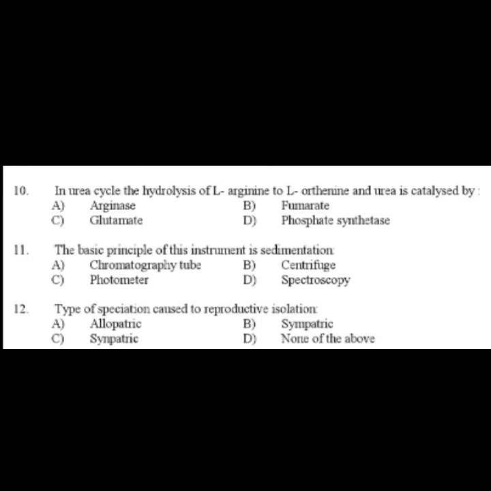Question number 10. In urea cycle, the hydrolysis of L-arginine to L-ornithine and urea is catalyzed by option A arginase, option B fumarate, option C glutamate, option D phosphate synthetase.